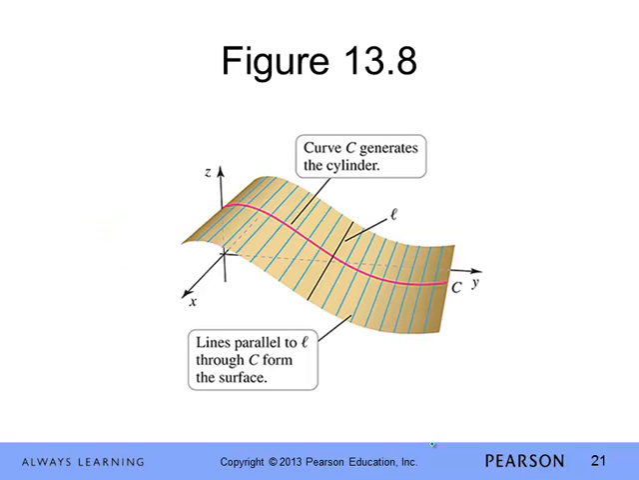So for example, this is a cylinder. This red curve right here is a curve that could lie in some plane. And we have some line, maybe this one right here, that goes through that curve C, intersects that curve at that point right there. And then the cylinder consists of the collection of all the other lines in 3 dimensions that are parallel with L. And then the result is you have this surface in 3 dimensions.